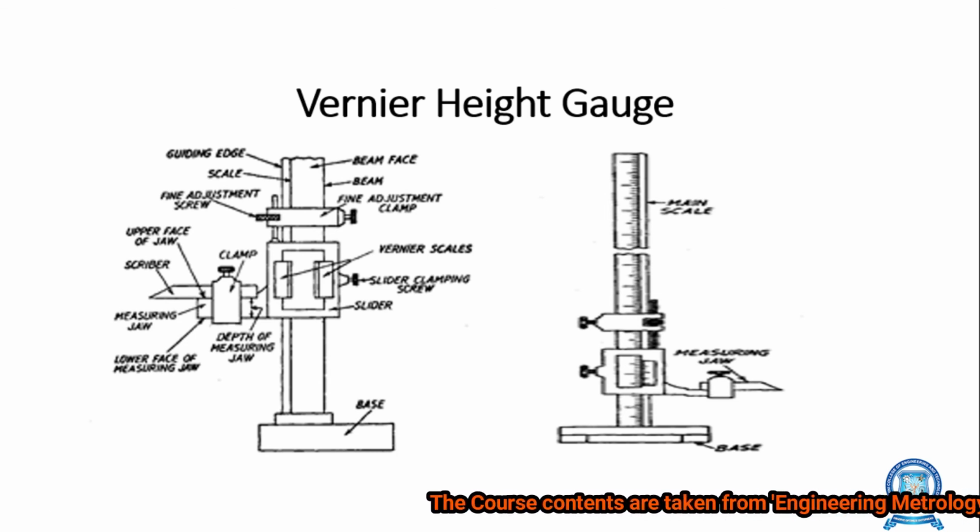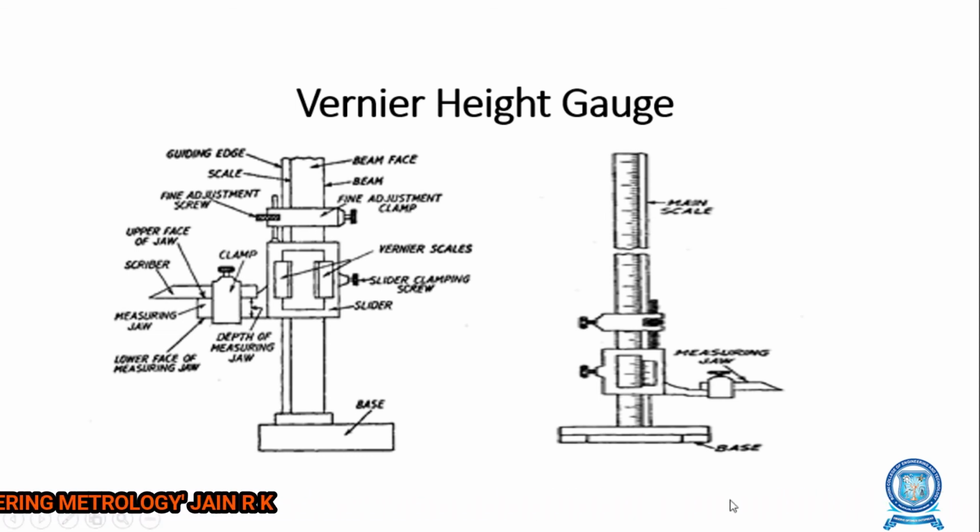And the next one is the measuring jaw and scriber. The projection of the jaws of the beam should be at least equal to the projection of the base. Both the upper and lower surfaces of the measuring jaw should be flat and parallel to the base. The actual depth of the scriber should be clearly marked on the surface of the element.